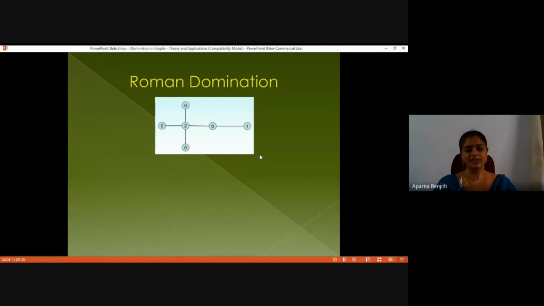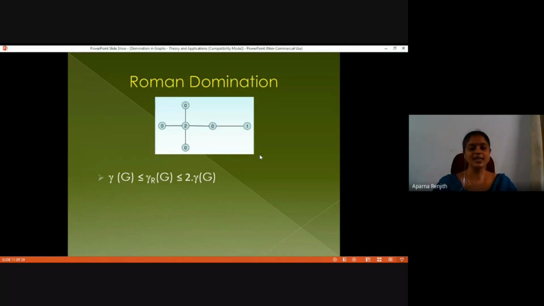So here is an example. This is a simple graph on 6 vertices. The number written inside the vertex denotes the value assigned by the function to that vertex. So the vertices which are assigned 0, as you can see, are adjacent to the vertex which is assigned 2. And there is one vertex which is assigned value 1. So it can protect itself. The vertices which are assigned 0 are protected by the vertex which is assigned 2. And hence, this is a Roman dominating function. And it is easy to prove that this is the minimum possible case. And hence, for this graph, the Roman domination number is 3.